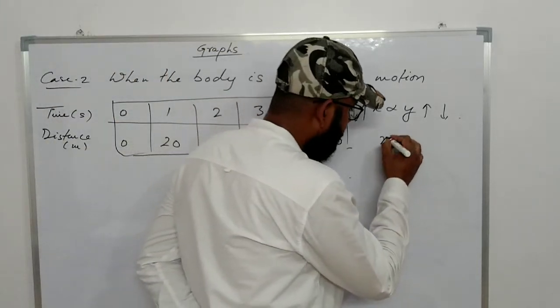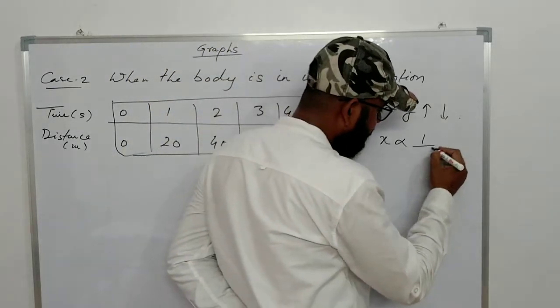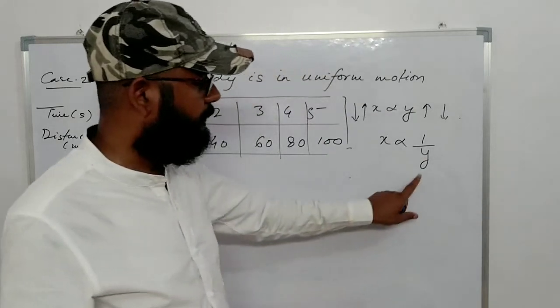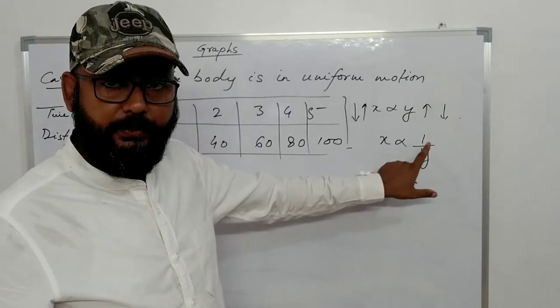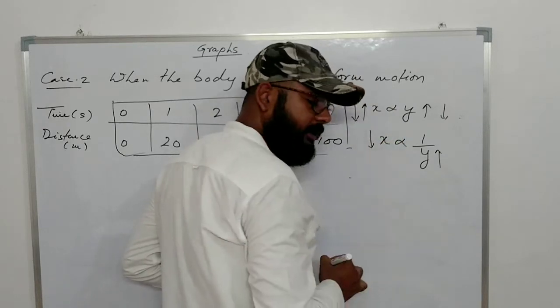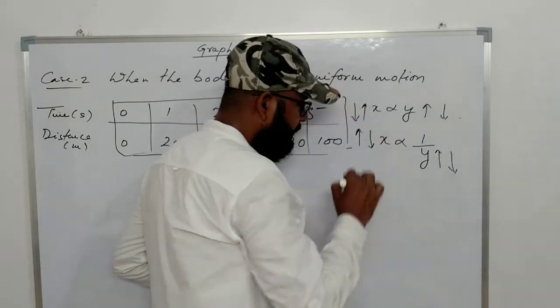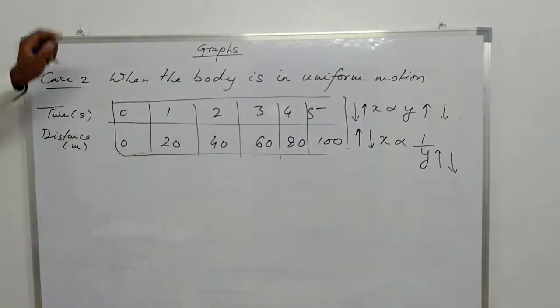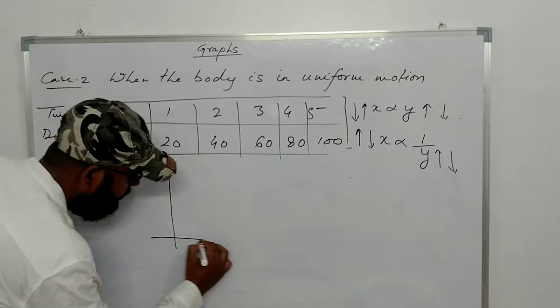Okay, one other word is coming, inversely proportional. So what is inversely proportional? x is inversely proportional to y. This is directly proportional, this is inversely proportional. So when the value of y increases, the value of x will decrease, and if the value of y is decreased, then the value of x will increase. So you can say that here the distance traveled by the body is directly proportional to time taken. Got it? So let's draw this graph again, the same way.